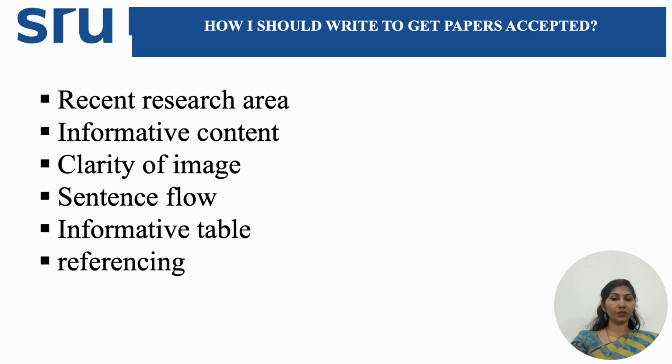Clarity of the image should be there. Sentence flow, or the flow of the work, should be there. There should be an informative table. I always insist that you don't give a theory part in your table. Instead, you insert more numericals in your table. For example, I can say my efficiency is good. Instead, I can say my efficiency is 90%, 96%. Like that, this is a numerical. You have to give more numericals in your table.